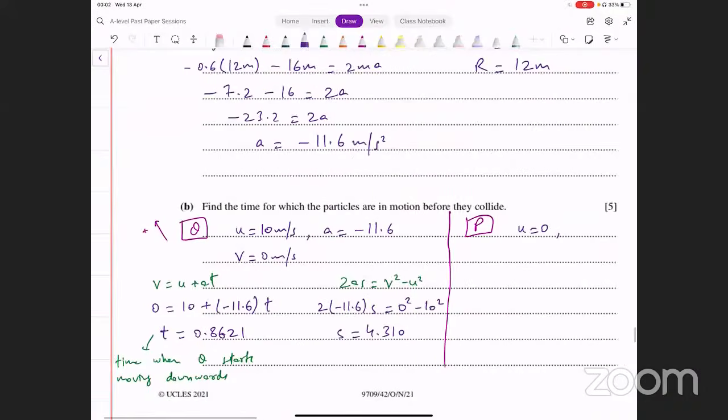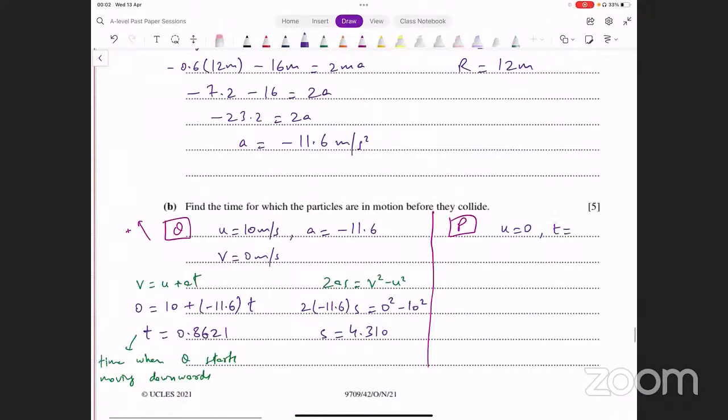हमें time कितने time तक देखना है? हमने time देखना है 0.8621. इतने time में हमने देखना है अभी के लिए कि जब Q ने अपनी return journey start की, तब तक P ने कितना travel कर लिया था. ठीक है? These are two pieces of information that we've got. Do we know anything else?